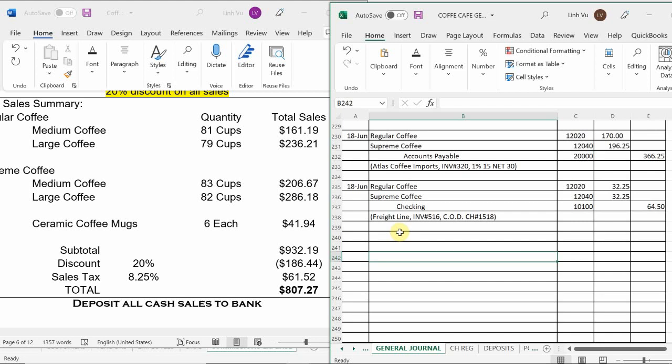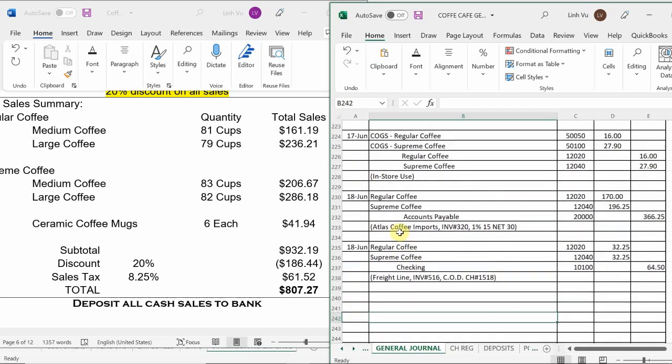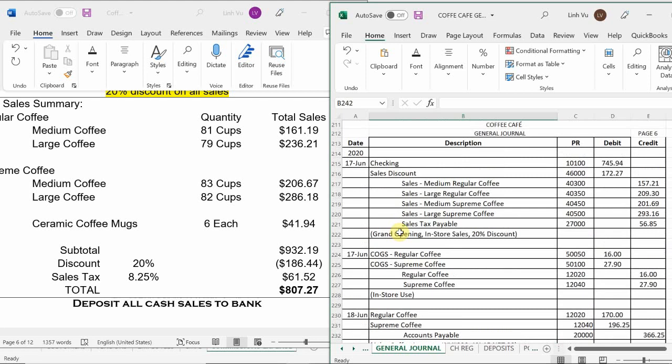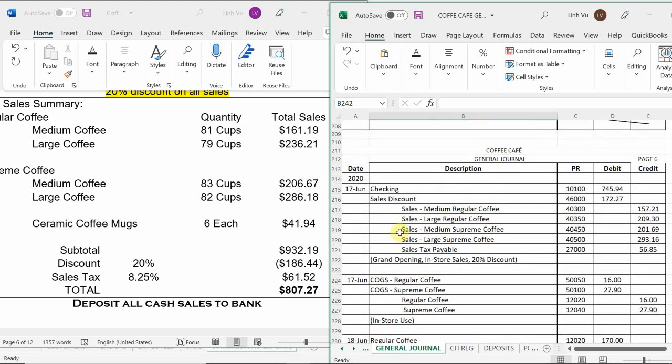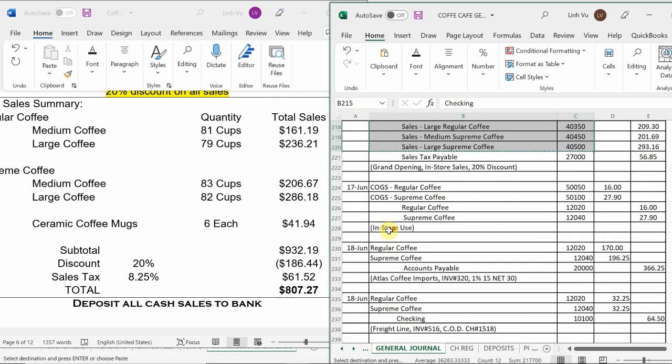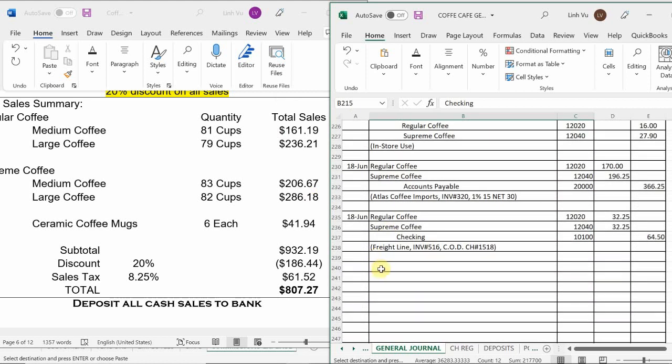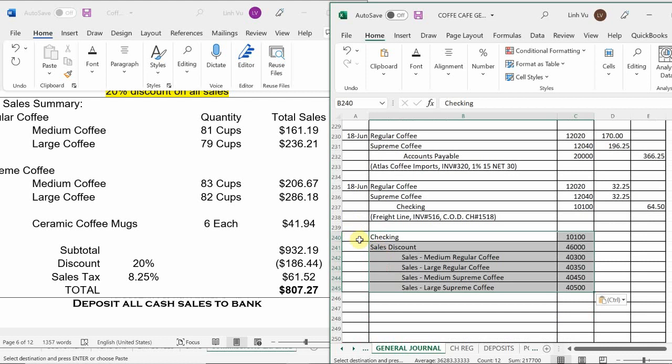So you would use the accounts for checking, sales medium and large regular coffee, and sales for medium and large supreme coffee, and sales for ceramic coffee mugs. Good, right? So in this case, if you guys are using Excel, this makes it that much easier to just be able to copy a transaction from one cell to another. So that's what I'm going to be doing here. I'm going to be copying the sale.